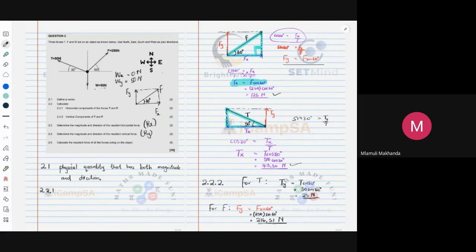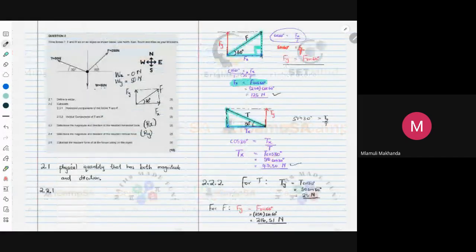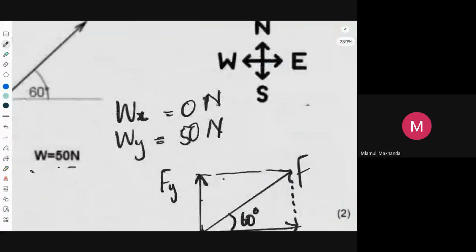Let's see. So we can even combine this into one question, but it's fine. Let's do 2.3. Remember, whenever you add vectors, you must choose a direction, okay? Always choose a direction. So for the X, for instance, I always choose the simple one. I know that in my X-axis, let me remove this. Okay, it's fine.